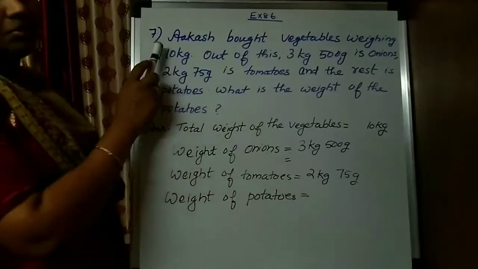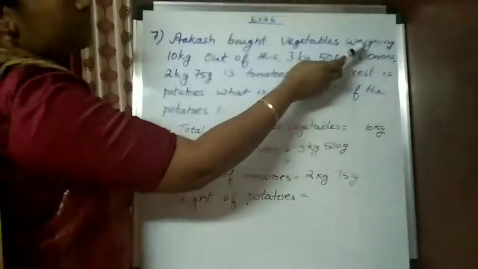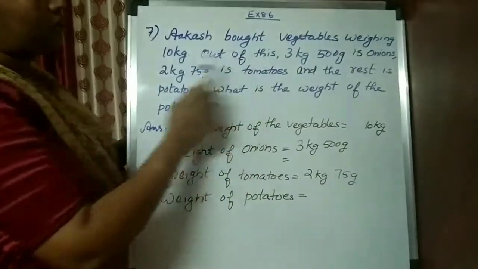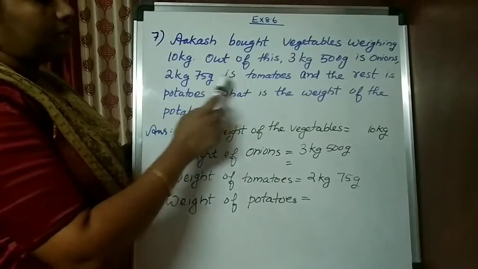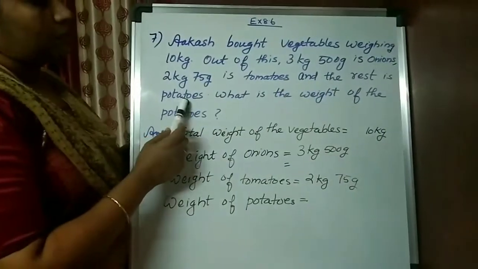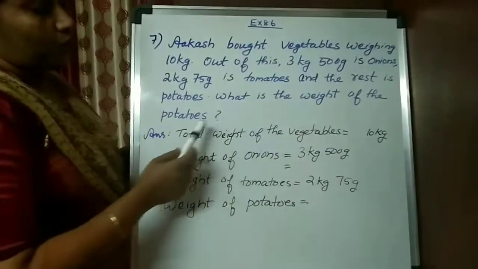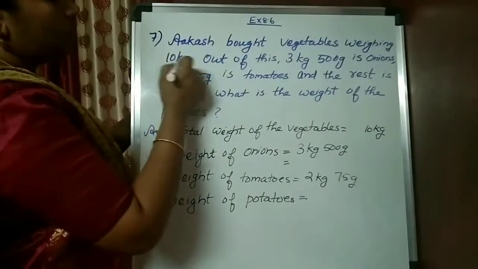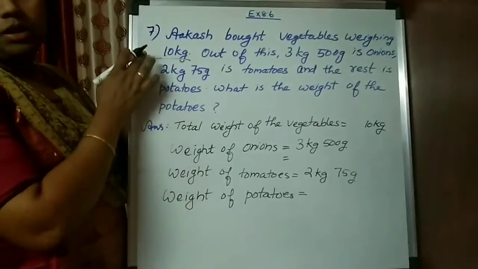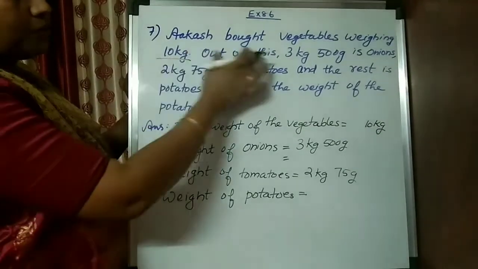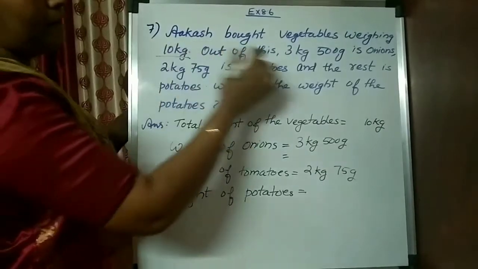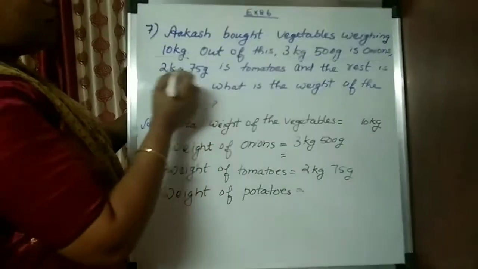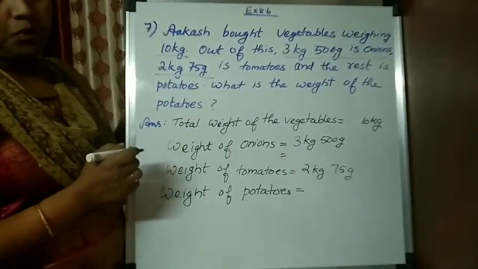Okay. Last question is Akash bought vegetables weighing 10 kilogram. Out of this 3 kilogram 500 gram of onions, 2 kilogram 75 gram is tomatoes and the rest is potatoes. What is the weight of the potatoes? Then here also the given things are the total weight of the vegetables. Total weight is 10 kilogram and out of this 3 kg 500 gram is onions.